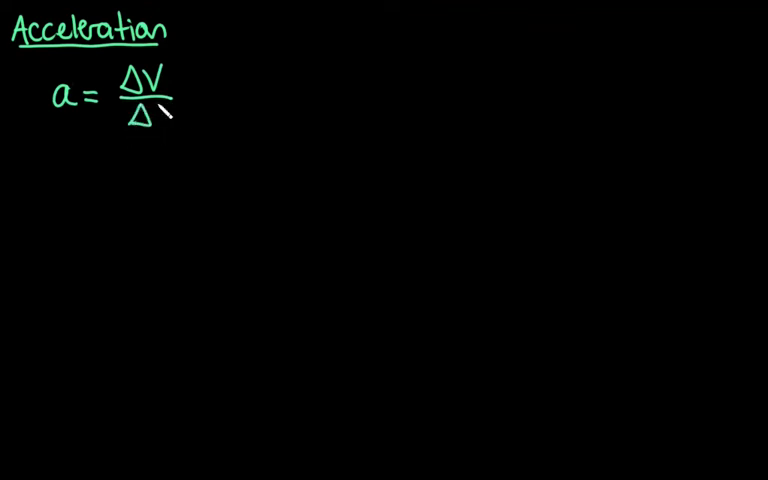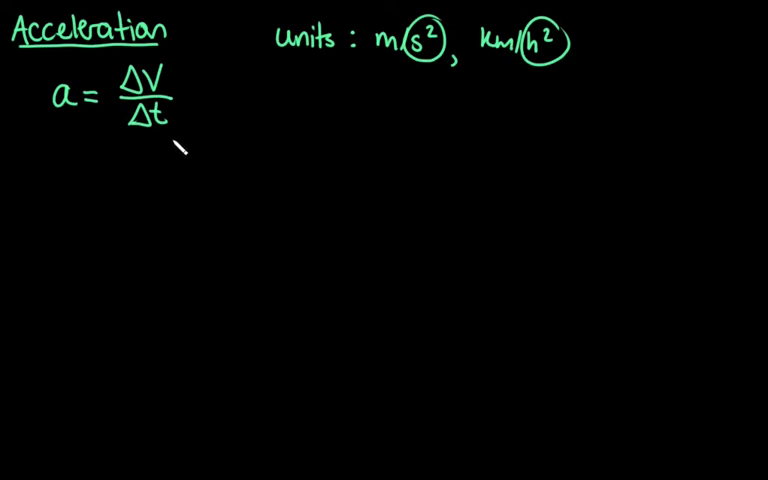over your time. Now, the units for acceleration are often written as meters per second squared, but they can also be kilometers per hour squared. The key is that your time is squared. Now, this is your basic formula for acceleration. However, there are a couple of other formulas that are extremely useful when trying to solve acceleration problems.